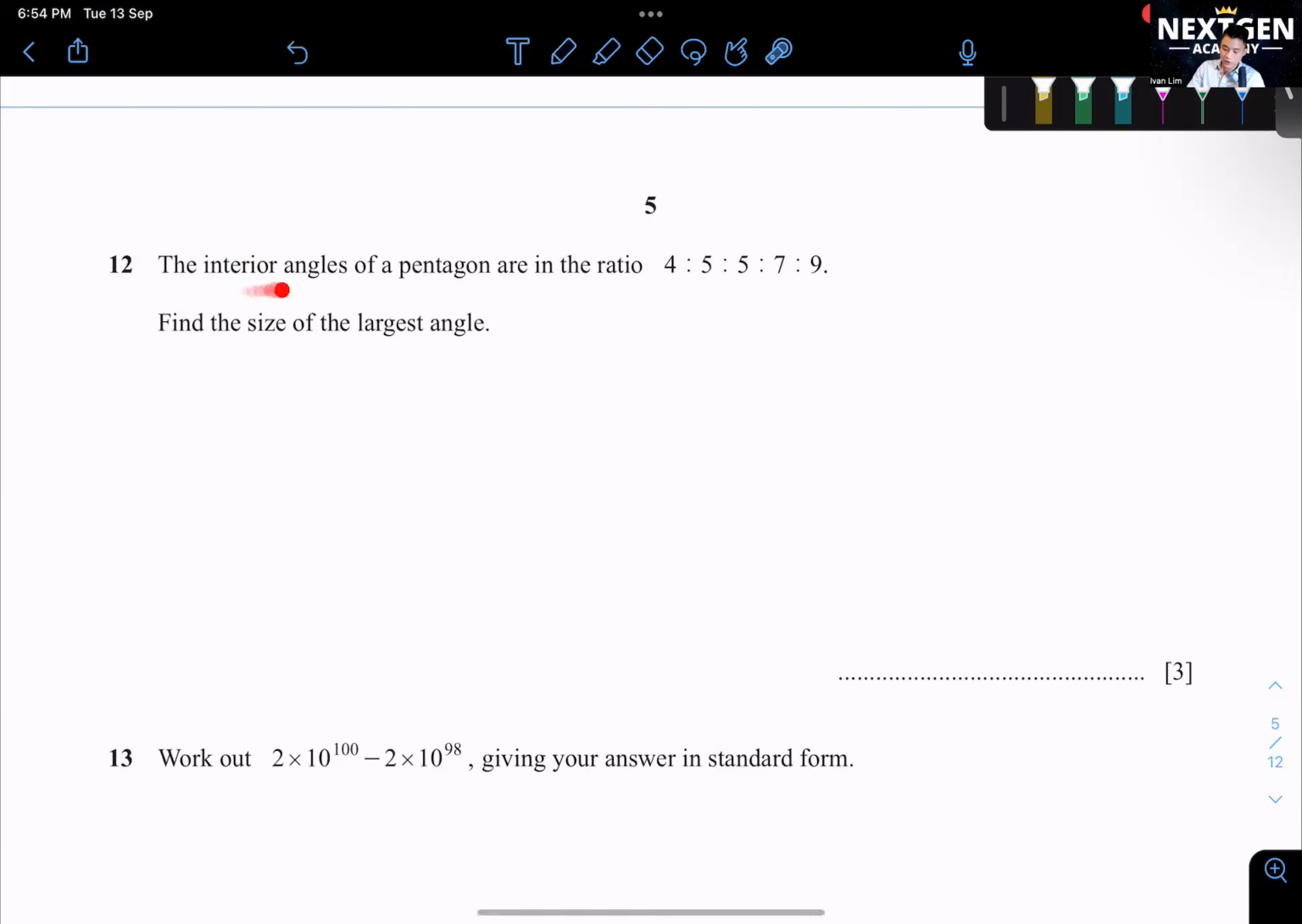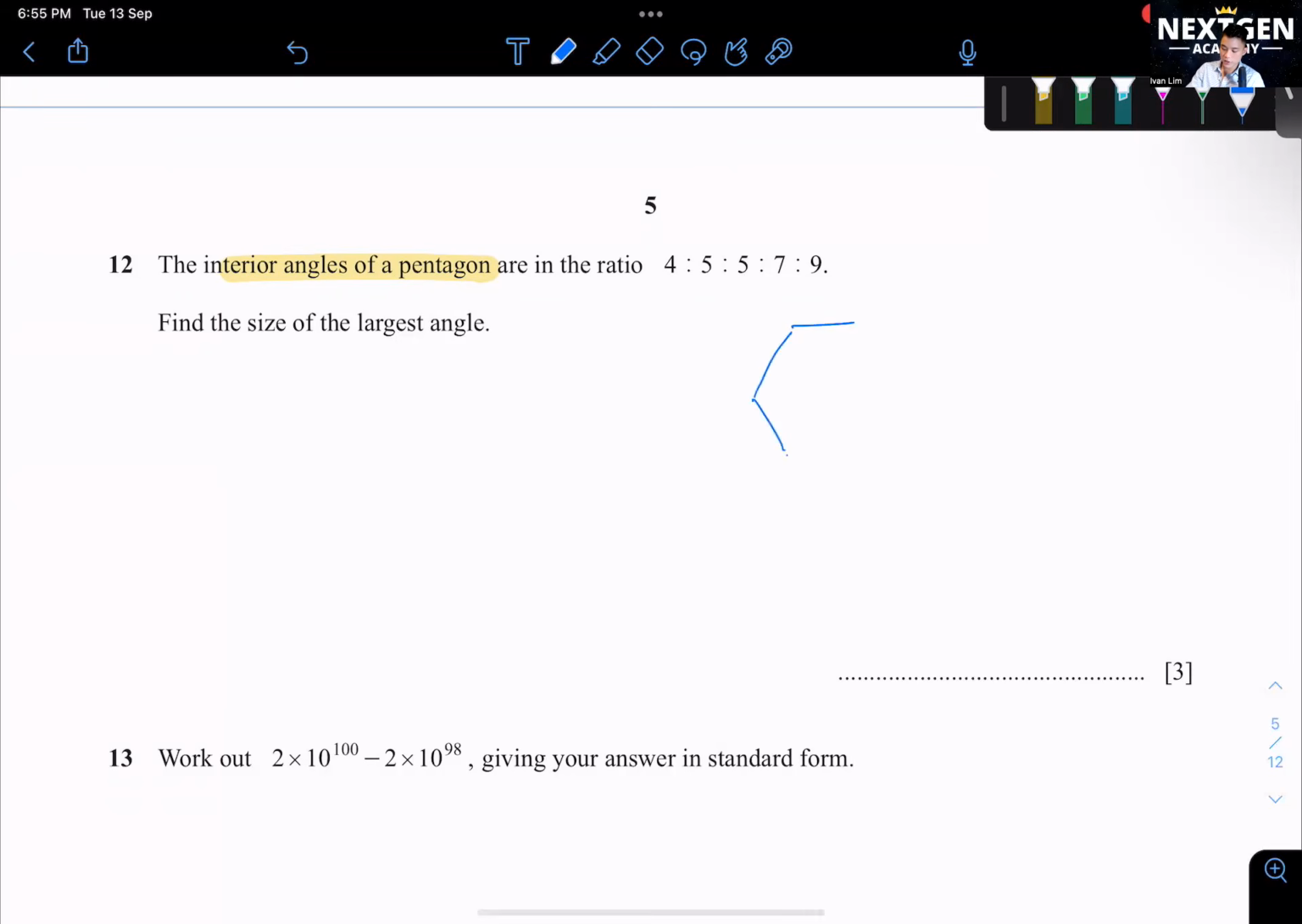Okay, the interior angles of a pentagon are in the ratio 4:5:5:7:9. Find the size of the largest angle. So number one, interior angles of a pentagon. How do we calculate the total angle of a pentagon? Pentagon means what? You need to know the name. Penta means how many sides? 5 sides. Okay, very good.